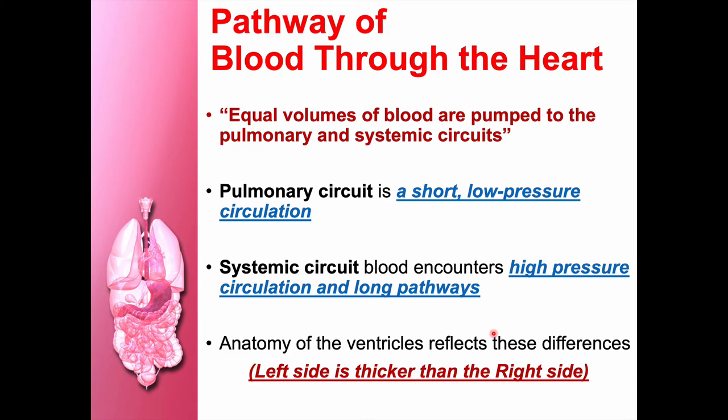So we call that the pulmonary circuit or pulmonary circulation and systemic circulation. There are three types of circulation. One is pulmonary circulation, that is circulation between the heart and the lungs. Then systemic circulation, that is circulation between the heart and all parts of the body, then from all parts of the body to the heart. This is what we call systemic circulation.